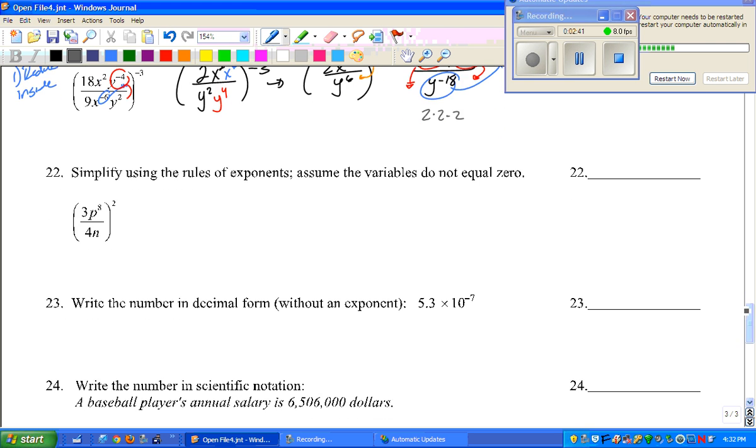All right. Number 22. Once again, simplify using the rules of exponents. Now, inside we can't reduce. So we can go ahead and start distributing to everything. Okay? So we have 3 squared, p to the 16th, 4 squared, n squared. So the last thing that we have to do is just simplify it even more. 3 squared is 9, p to the 16th, and then 16, n squared.